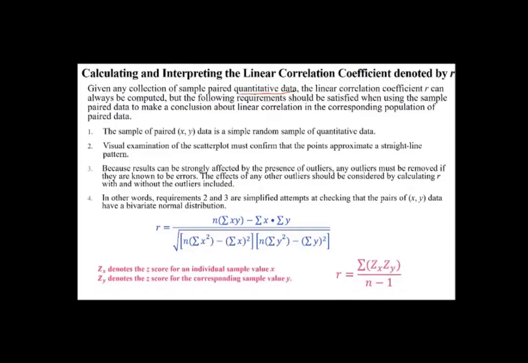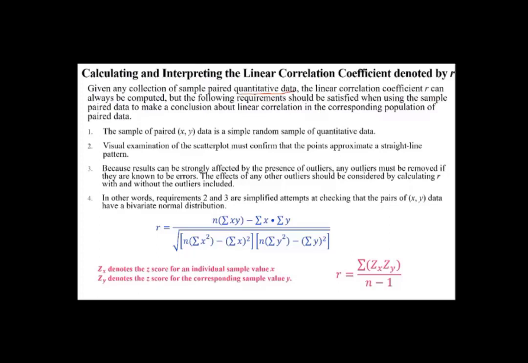Now, there is another way of saying the same thing. Z sub x denotes the z-score for an individual sample value x. Z sub y denotes the z-score for the corresponding sample value y. R is the summation of z sub x times z sub y over n minus 1. The difference is this is easier to grasp and understand.